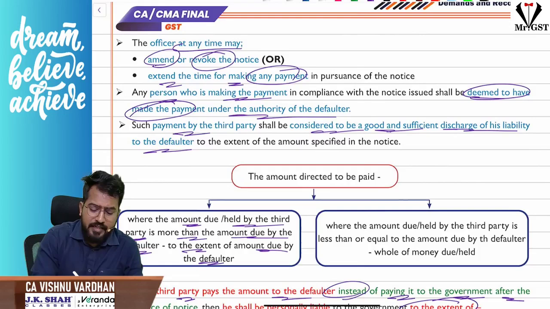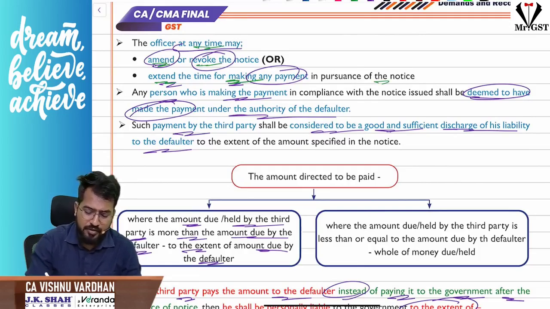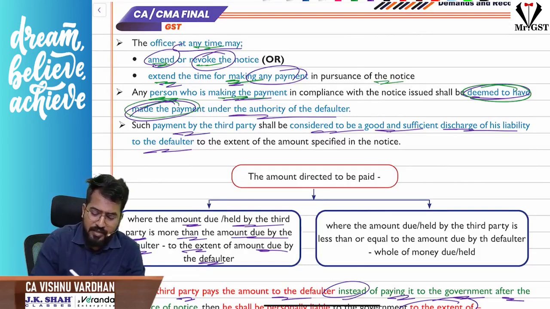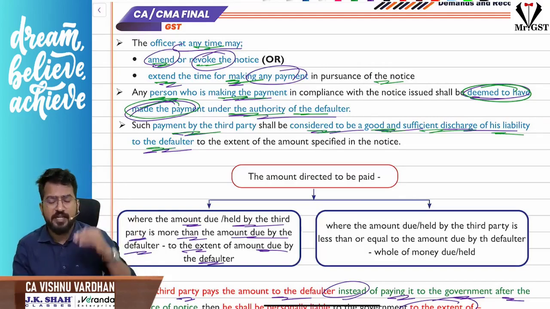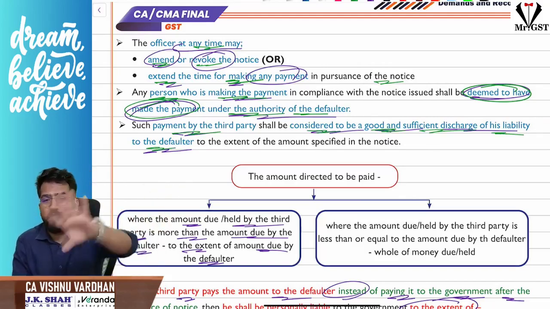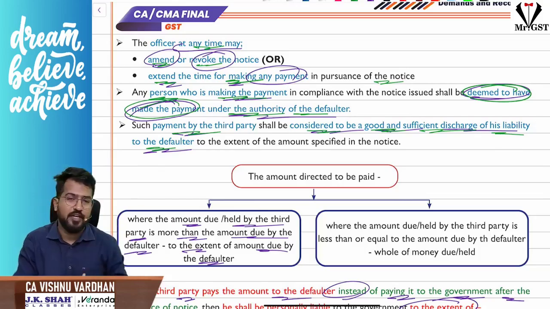So the officer may at any time amend or revoke the notice, or extend the time for making any payment in pursuance of such notice. Any person who is making the payment shall be deemed to have made the payment under the authority of the defaulter. Such payment by a third party shall be considered to be made in good and sufficient discharge of his liability to the defaulter. That means if you pay to the department, it is treated as good as you paid the amount to the defaulter. Tomorrow the defaulter cannot make you liable, don't worry.